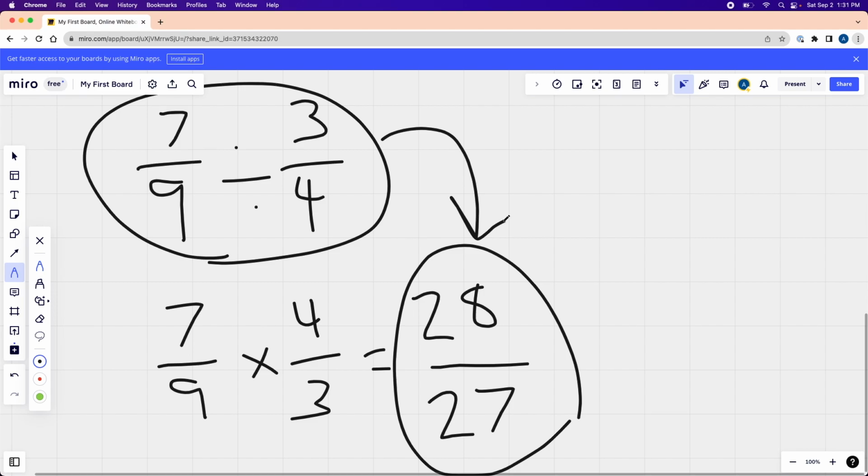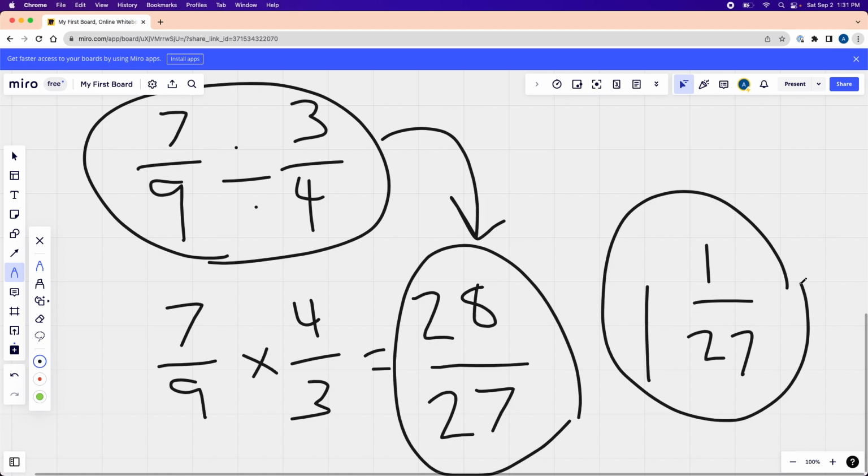Or, since this is an improper fraction, we could also rewrite this as 1 and 1/27. Either one of these answers would be perfectly acceptable. And that's how you divide fractions. It is as easy as multiplying one side by the reciprocal.